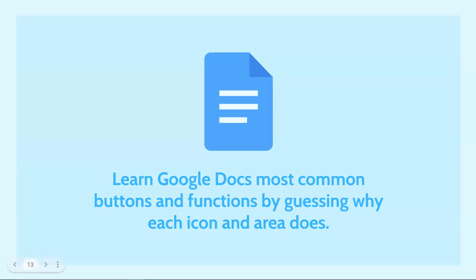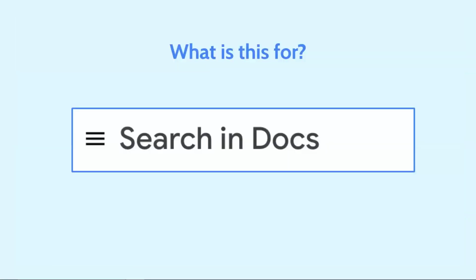Okay, this is the part where you can contribute by typing in the chat or unmuting if you know the answer. So we are going to take a look at the most common buttons and functions by guessing what each icon does and what area the icon belongs to. So let's see that. Okay, who knows what this is for? You can type your answer in the chat, or you can unmute yourself. Alex will help me with that and let us know.